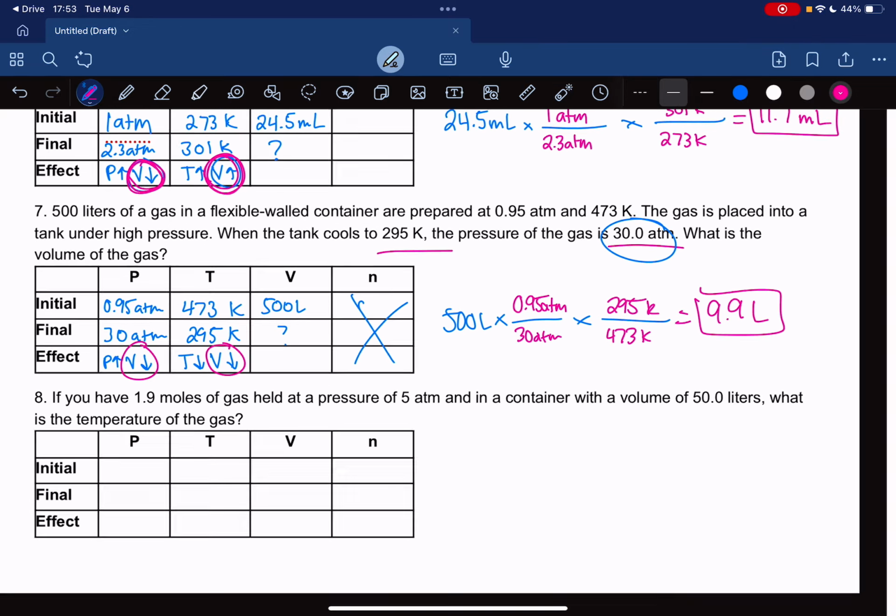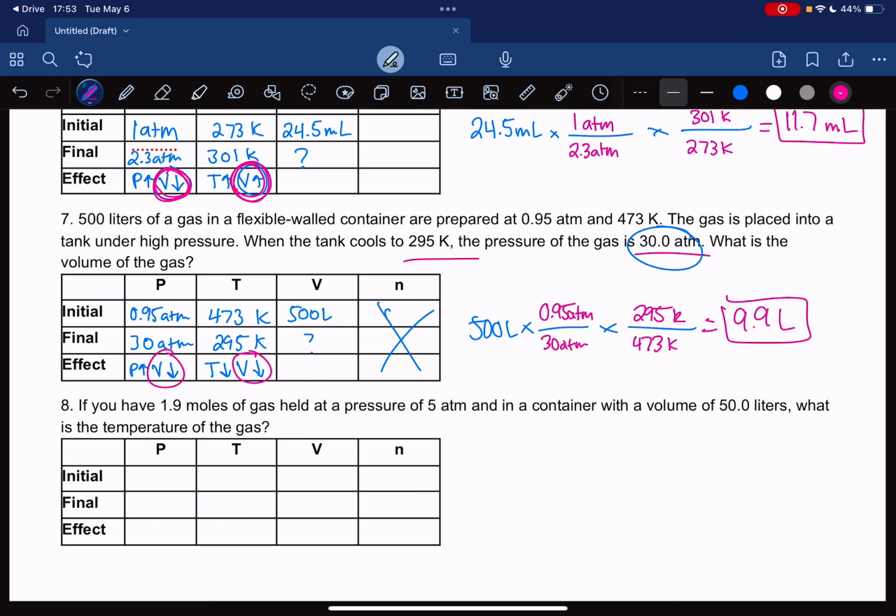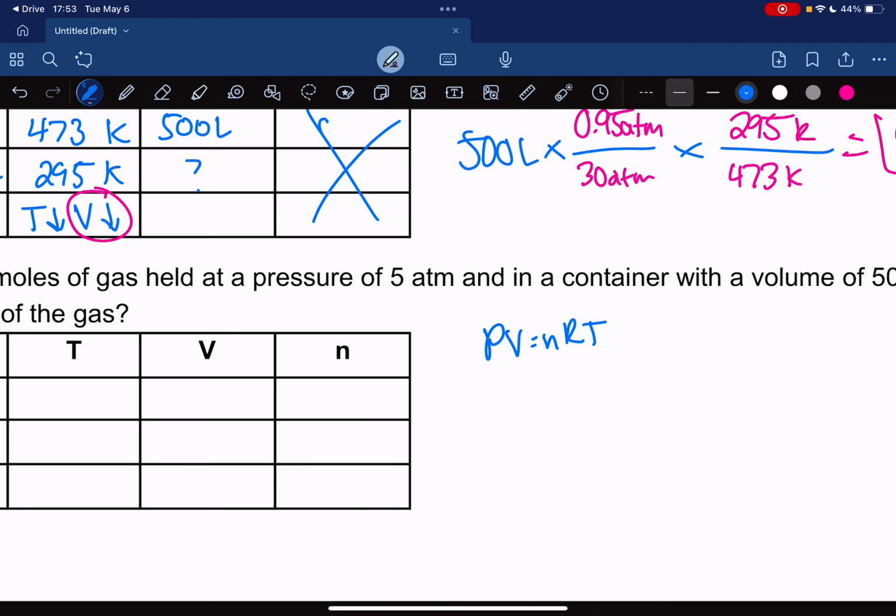If you had 1.9 moles of gas held at a pressure of 5 ATM, in a container with a volume of 50 liters, what is the temperature of the gas? This is another one where I'm using the ideal gas law. PV equals nRT. I'm solving for temperature this time. If I want to get temperature by itself, I'm going to divide both sides by nR. That cancels it out. So I get T is equal to PV over nR.